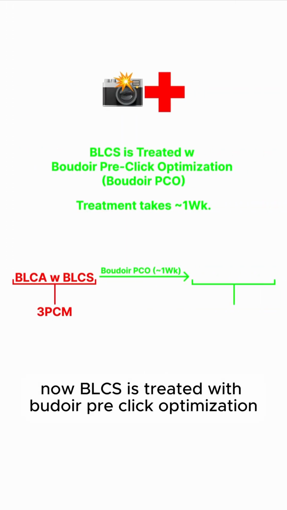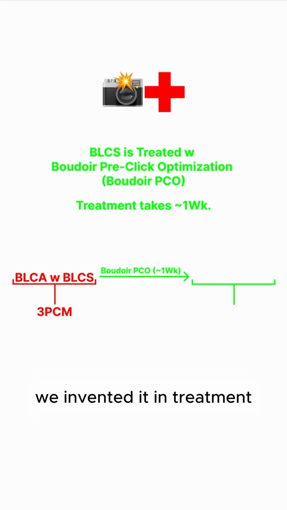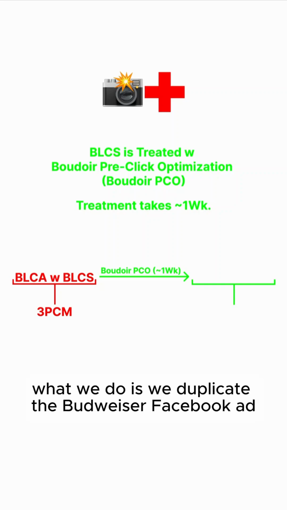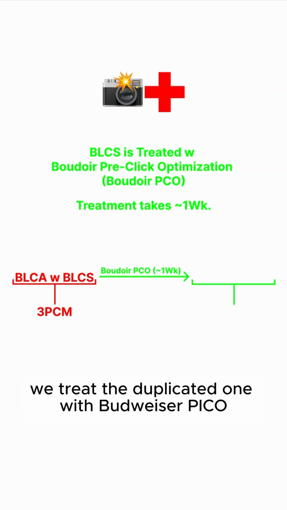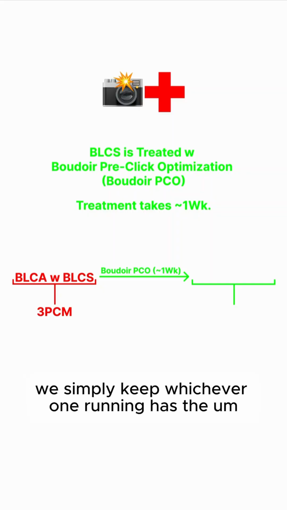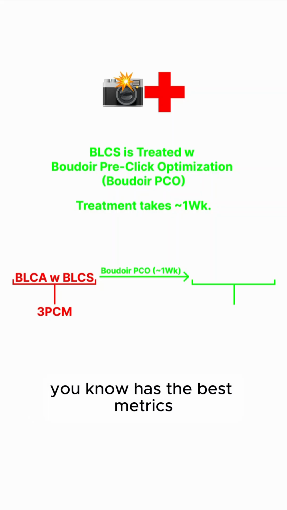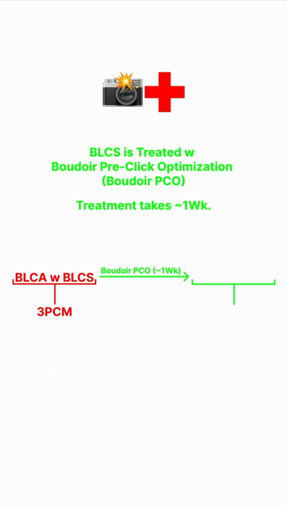And now BLCS is treated with Boudoir pre-click optimization, aka Boudoir Pico. Can't get this anywhere else. We invented it. And treatment with this takes about a week. What we do is we duplicate the Boudoir Facebook ad, leave the original one as it is, on or off, whatever. We treat the duplicated one with Boudoir Pico. It takes about a week. And at the end of the week, we simply keep whichever one running has the best metrics. And it's always been the Boudoir Pico treated one.